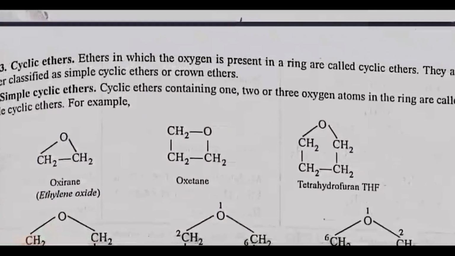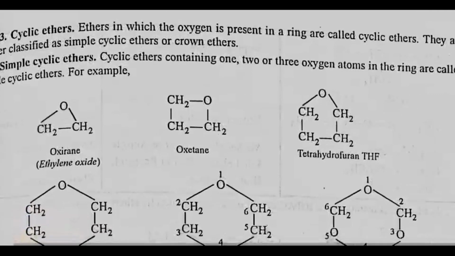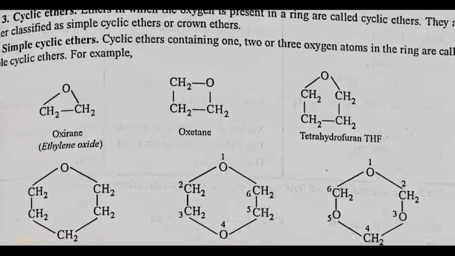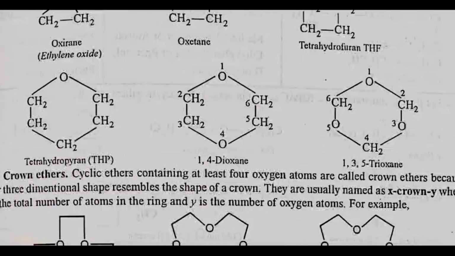Third, cyclic ethers. Ethers in which the oxygen is present in a ring are called cyclic ethers. They are further classified as simple cyclic ethers or crown ethers. Simple cyclic ethers: cyclic ethers containing 1, 2 or 3 oxygen atoms in the ring are called simple cyclic ethers. For example, oxirane, oxetane, tetrahydrofuran (THF), THP, 1,4-dioxane, 1,3,5-trioxane.